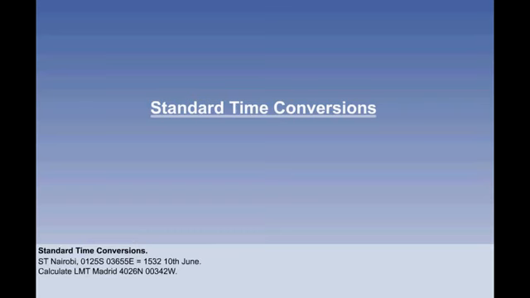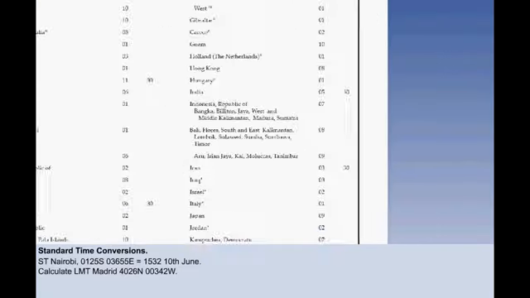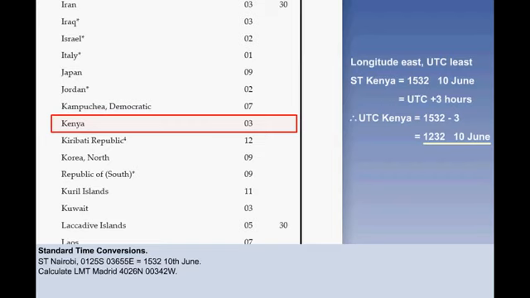We will start with a simple conversion of standard time to LMT. Given the standard time in Nairobi, Kenya, is 15:32 on 10th of June, calculate the LMT in Madrid, Spain. The exact coordinates are shown in the text box. As before, use a tabular layout and always work through UTC. From List 1 of standard times in the Air Almanac, we see that Kenya is 3 hours ahead of UTC. Therefore, the UTC is 12:32 on the 10th of June.